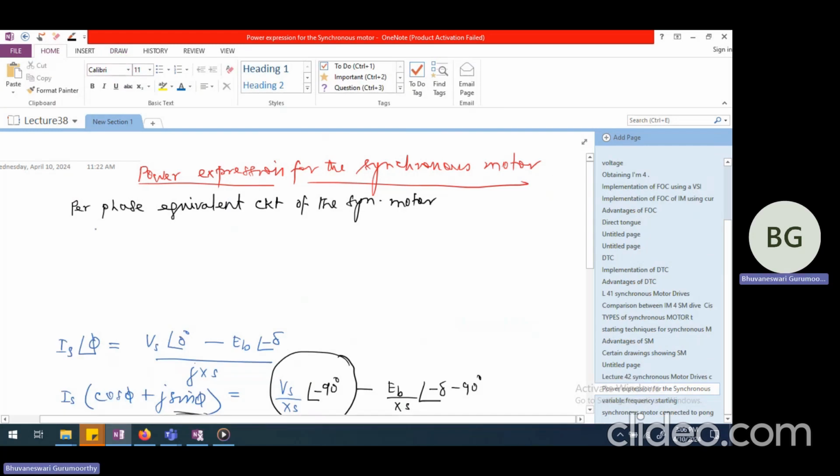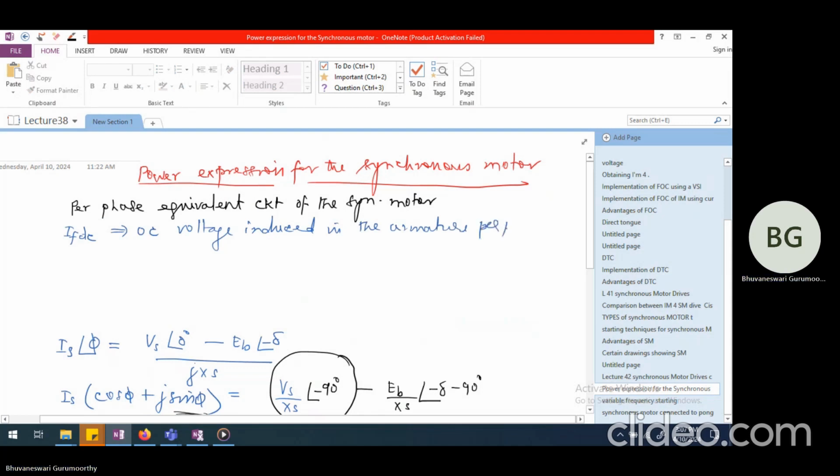For deriving the power expression for the synchronous motor, let us try to first of all derive the per phase equivalent circuit of the synchronous motor. When we apply a field current of IF DC from the DC side, let us say the open circuit voltage induced in the armature on a per phase basis, let's say that is E. We call that as excitation voltage. And generally, this excitation voltage E is going to follow a similar equation as that of the transformer equation. So it will be 4.44 F phi multiplied by the number of turns in the armature. So this is how it is going to be.